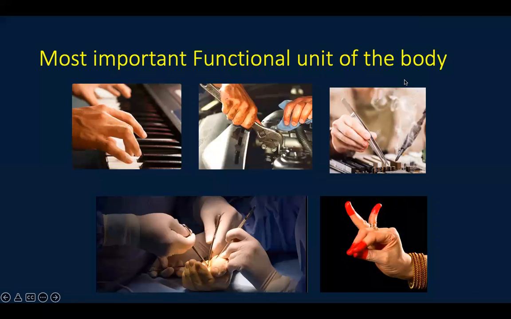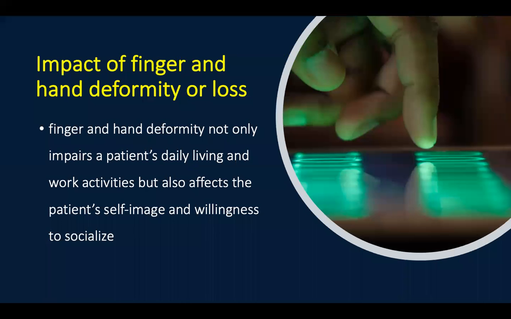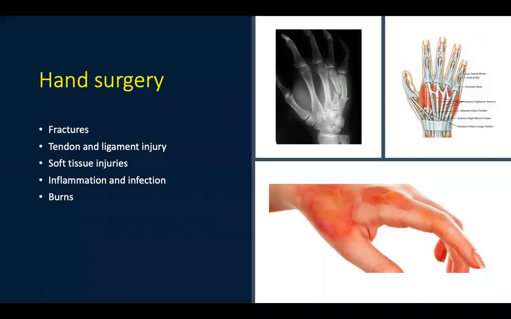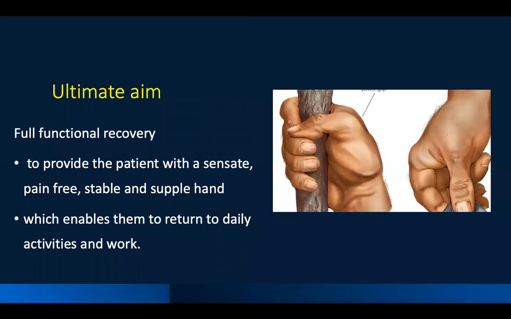The hand is the most important functional unit of the body, and the impact of finger and hand deformity or loss not only impairs a patient's daily living and work activities, but also affects the patient's self-image and willingness to socialize. As hand surgeons, we deal with a lot of fractures, tendon and ligament injuries, soft tissue injuries, inflammation and infection of the hand, and hand burns.